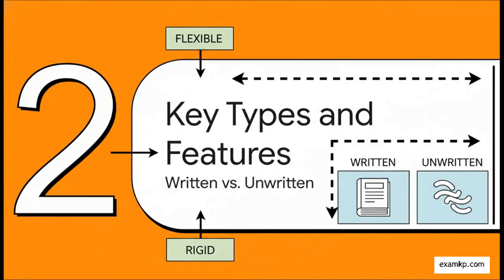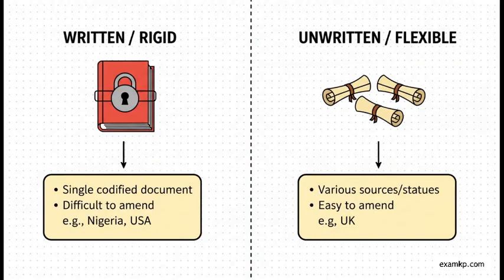Now, let's talk about something examiners absolutely love to ask about. Comparing different types of constitutions. So let's break down the main categories you are definitely going to see in your exam. On one side, you've got your written and rigid constitutions. Nigeria and the USA are perfect examples. Here, the whole rule book is contained in one single official document. And because it's so important, it's rigid, which is just a fancy way of saying it's really hard to change. You need special, complicated procedures to do it.